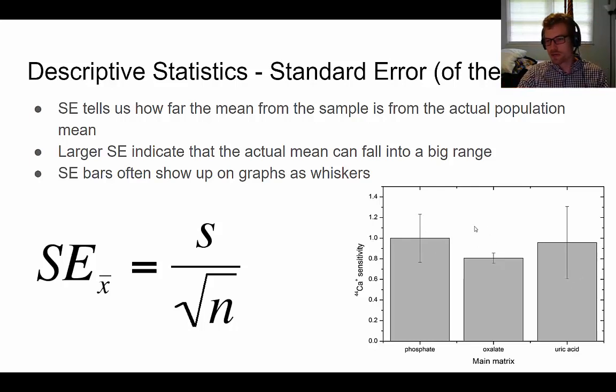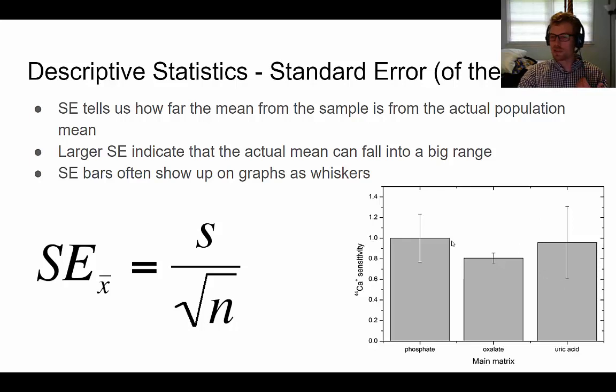Now, if you were to take a look at this graph without these whisker bars, you would say, okay, there's definitely a difference between these three different treatments, right? You can easily see that with the means. However, the standard error bars show that actually there's quite a lot of overlap between these, right? If we look at the standard error bars here, this overlaps with most of the standard error bar here, and the uric acid, again, it overlaps a lot with the other ones as well.